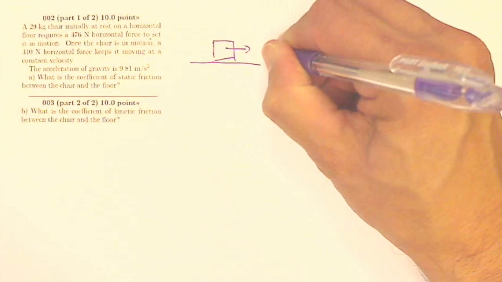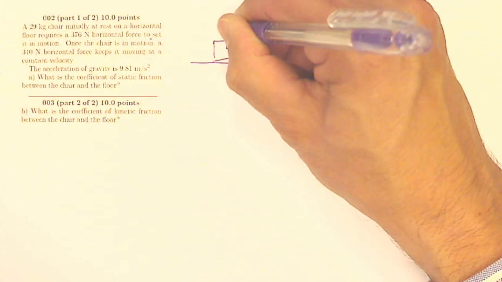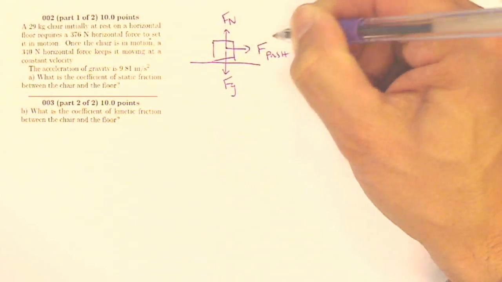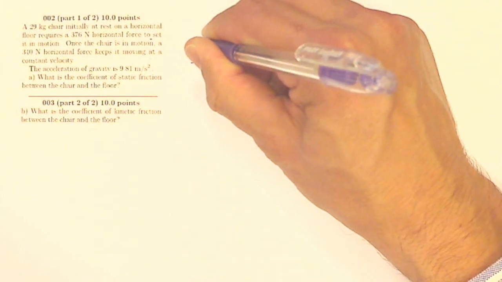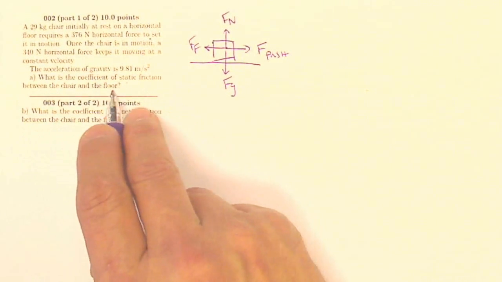So I've got two things happening here. I'm going to have a push force of some sort, a normal force, a gravitational force, and a friction force. This says, what is the coefficient of static friction between the chair and the floor?